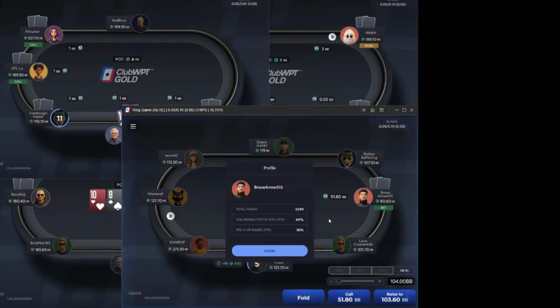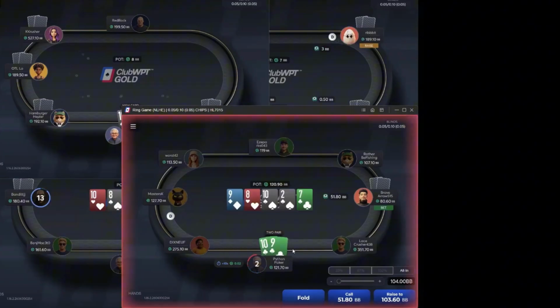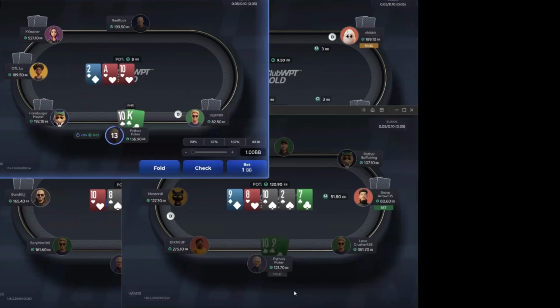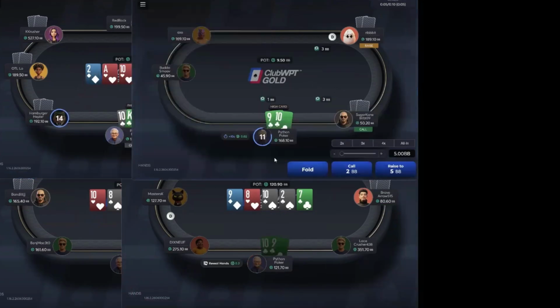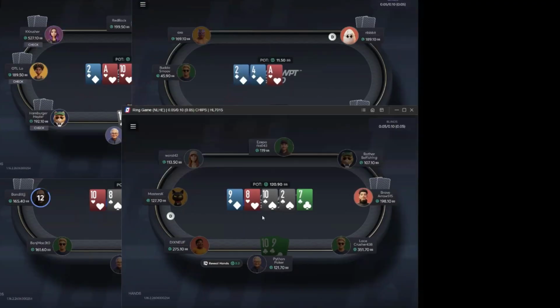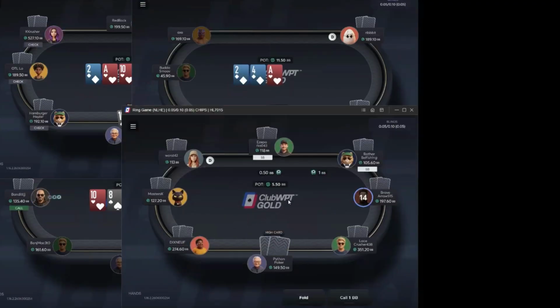This is a situation where, and also I'm just gonna fold. Unfortunately, it's not an ideal river for us, and I wouldn't even value bet that river as well. I would just check that river behind.